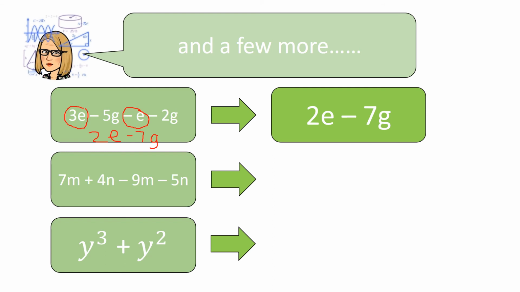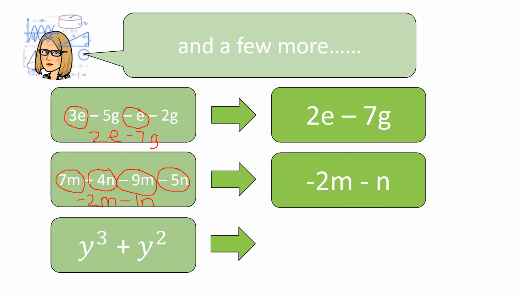Okay, let's look at the next one. I'm going to deal with my m's first of all. Then I've got 7m, subtract 9m. 7 subtract 9 is negative 2m. And now if I look at my n's, I've got 4n, subtract 5n. Well, 4 subtract 5 is minus 1. Minus 1n. Actually, when we write that though, we're going to write minus 2m subtract n. We don't need to say 1n, we can just say n by itself.